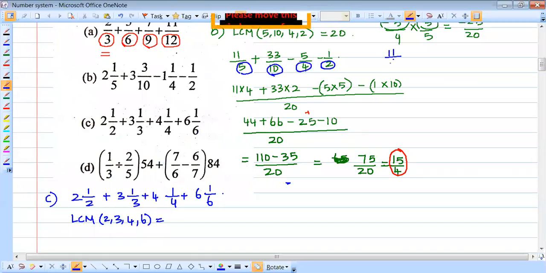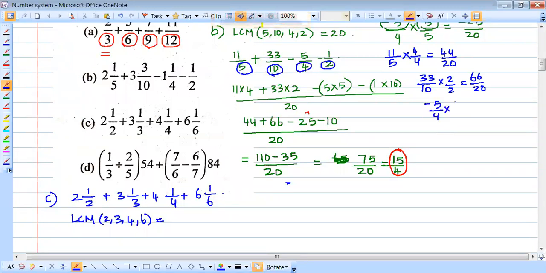For example, 11 by 5 into 4 by 4, 44 by 20, 33 by 10 into 2 by 2, 66 by 20, then minus 5 by 4 into 5 by 5 minus 25 by 20, then minus 1 by 2 into 10 by 10. We will get the answer as minus 10 by 20.